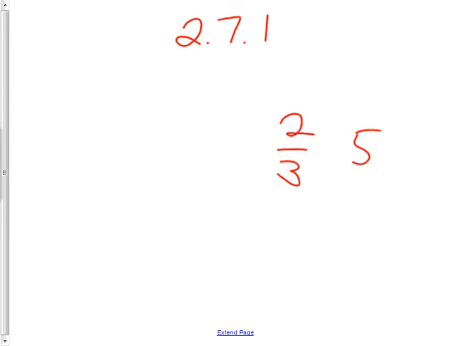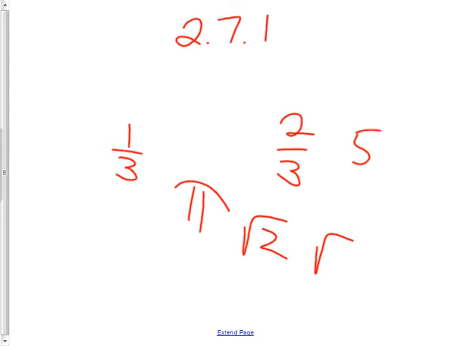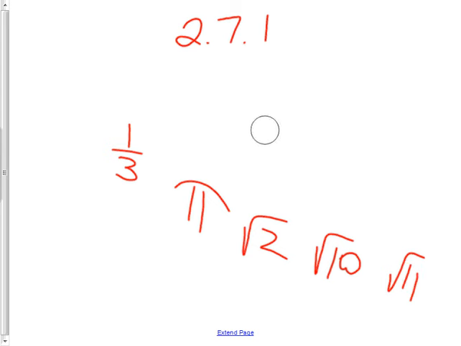You can write repeating things like 1/3. 1/3 is 0.3 repeating. Pi is different because that doesn't repeat. So what you're trying to think of is something that never ends. Something like pi. So pi is irrational, and things like the square root of 2, square root of anything that doesn't work out nice, like square root of 10, square root of 11, those are all irrationals.